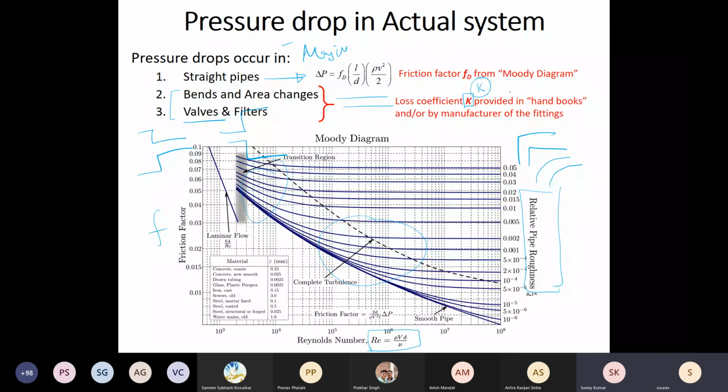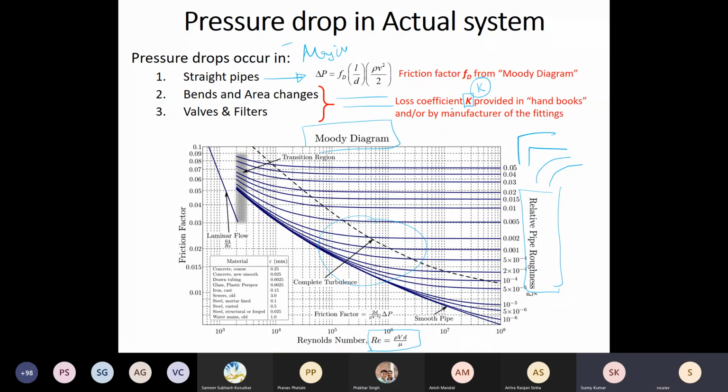I hope you would have studied these things in fluid mechanics, no? Second year. Don't remember? Remember seeing this diagram? Yes, sir.